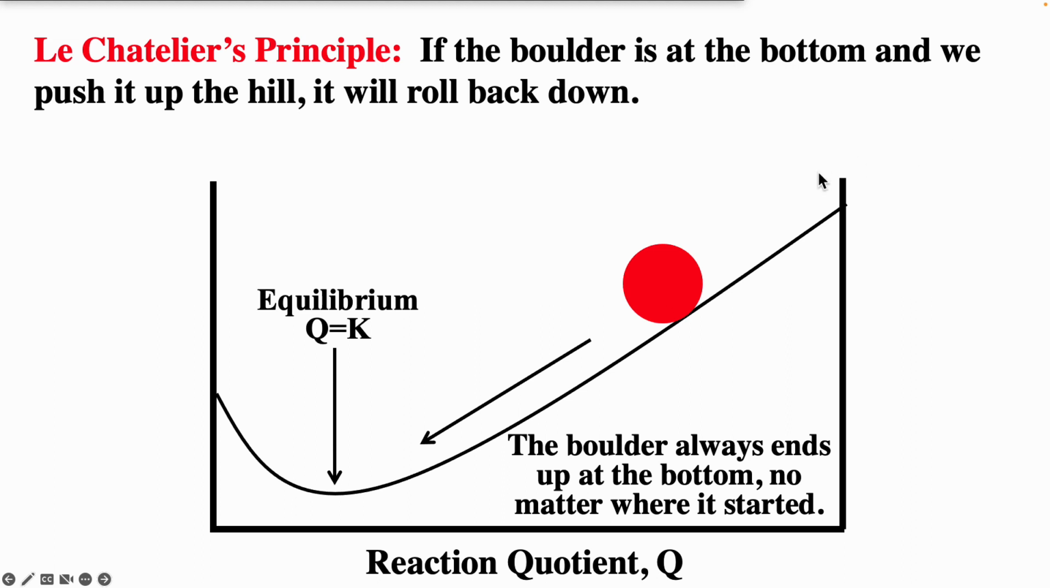Another way of thinking about it is, we can describe a reaction using this plot, and the most stable configuration is down here. So another way of thinking about Le Chatelier's principle is that if the boulder is on the bottom and you push it up, the darn thing just rolls back down. If you push it up again, it rolls back down. The boulder always ends up at the bottom. We don't know how long it takes, but it always ends up at the bottom no matter where it starts.